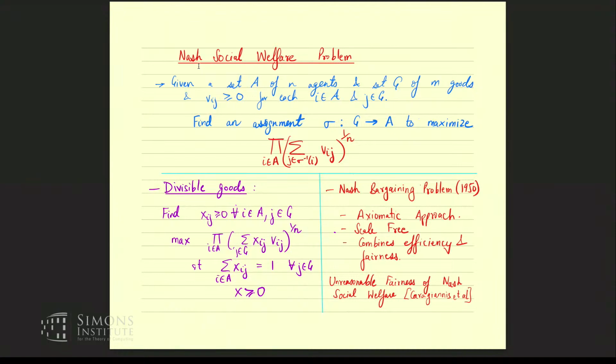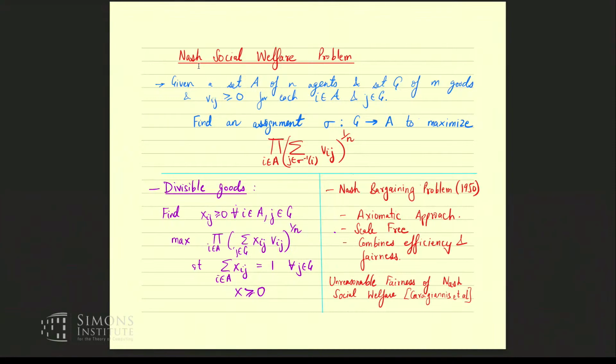Okay, I won't go into what those axioms are, but a couple of them are very nice properties. It's scale free. Every player can state their own valuation in their own units, whether dollars or whatever. So it's completely scale free. I can state in my units, you state in yours, and there is not going to be any comparison between us. And the other thing is that it nicely combines efficiency and fairness.